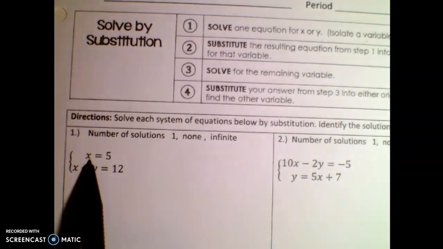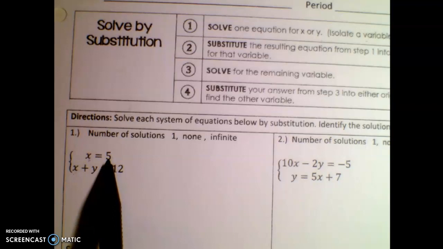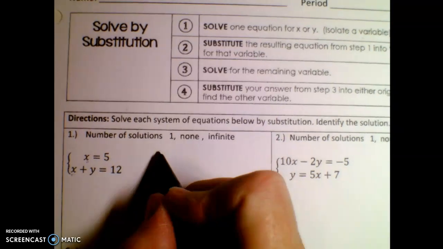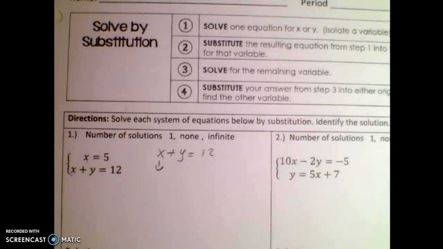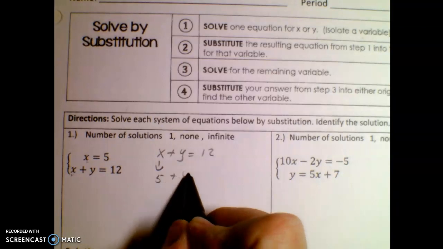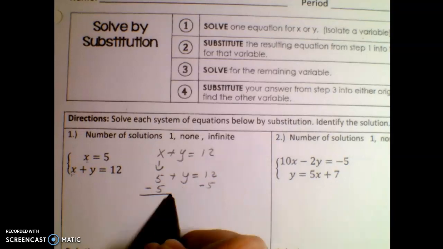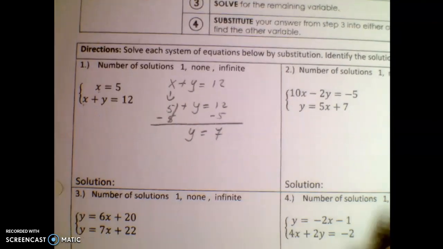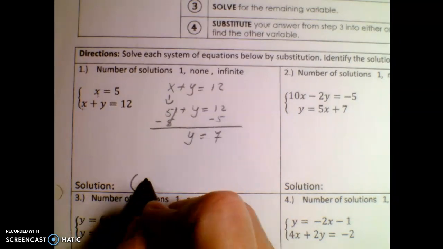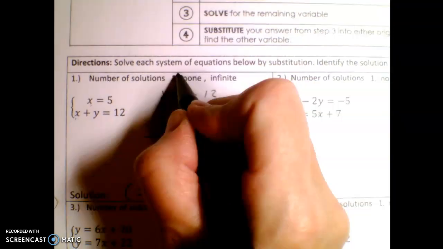So we know what x is. We can come down to this equation, and wherever there is an x, replace it with the number 5. We are going to substitute 5. So we start with x plus y is equal to 12, and I'm going to replace that x with 5. I'm going to move the 5 to the other side. And I just found y. Y is 7. So my solution would be the point (5, 7). That's the point they have in common. And that means that I have one solution.